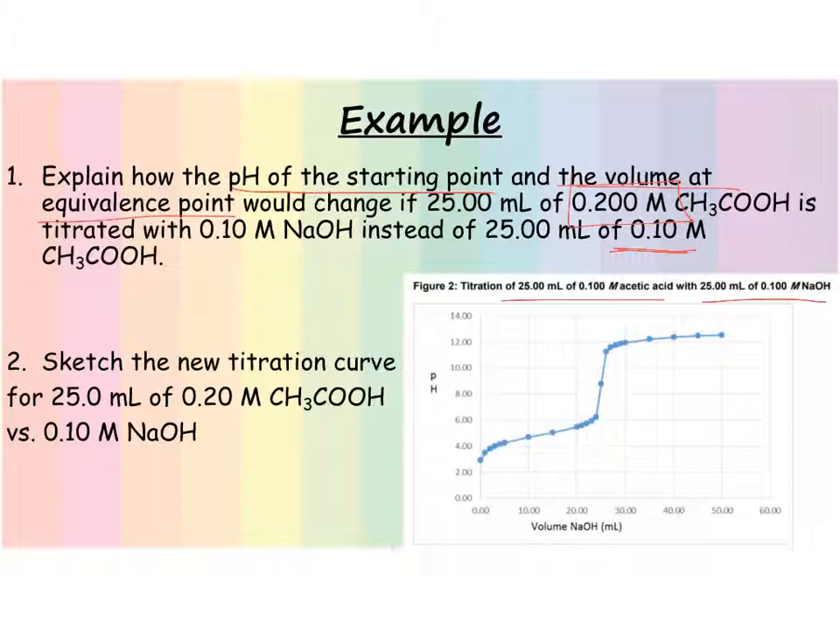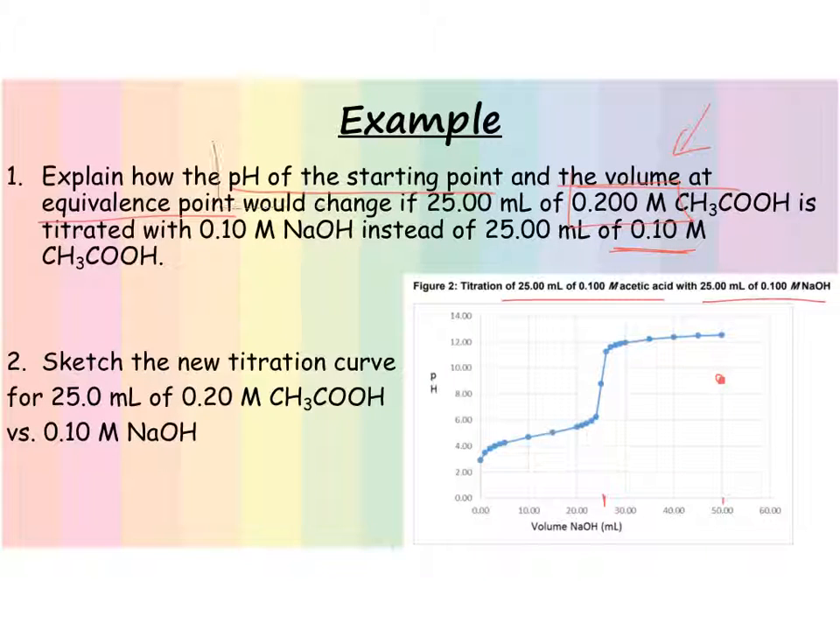Okay, so hopefully you should realize that because the concentration of the acetic acid is doubled, then it's obviously going to take double the amount of NaOH to titrate it. So instead of the 25 mL, our equivalence isn't going to happen until we hit 50 now. So at 50 mL is when we're going to hit equivalence. So it's going to double our volume at equivalence because we doubled the starting concentration of our acid.